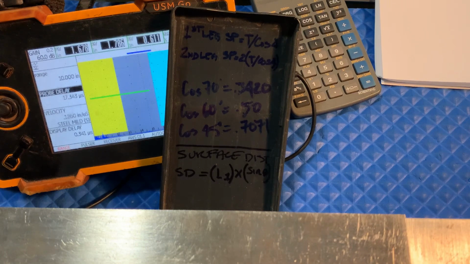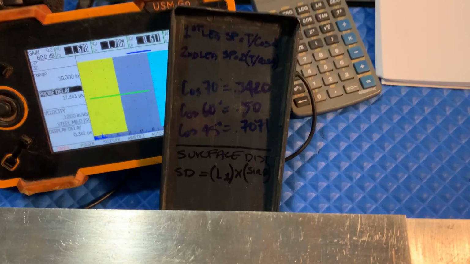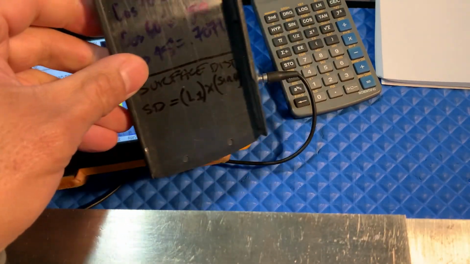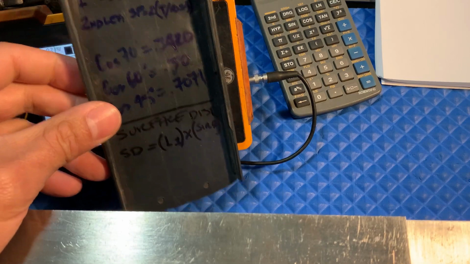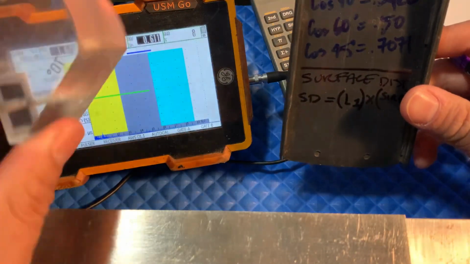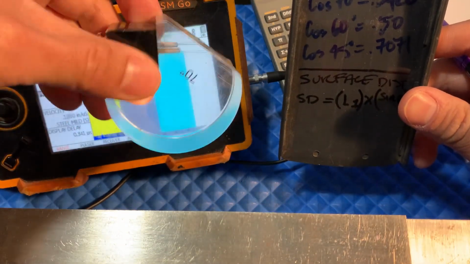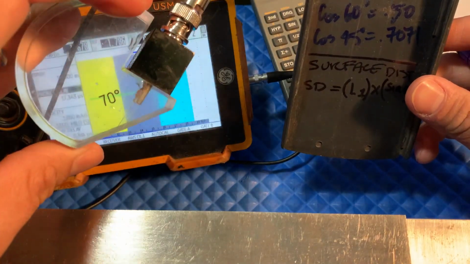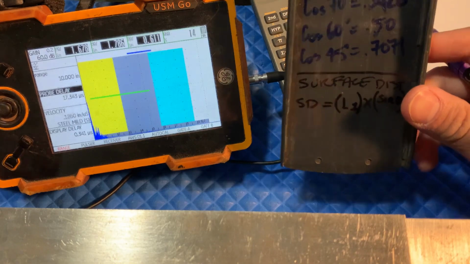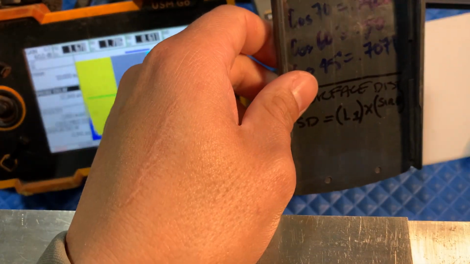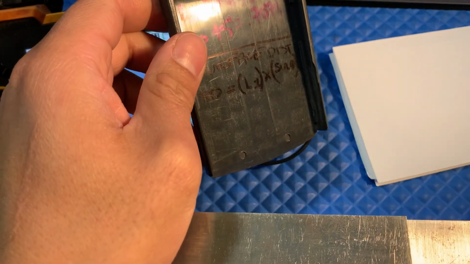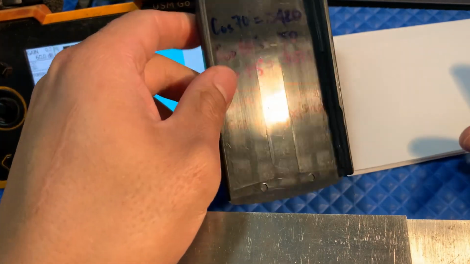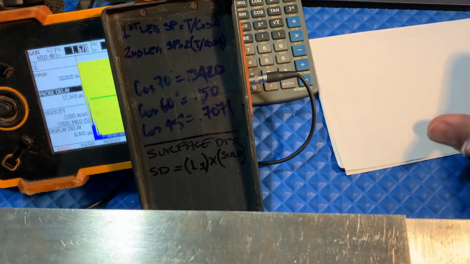Okay, so the formula we have is a two-part formula. It'd be a cosine of the angle, and in this case we're going to be using a 70-degree transducer wedge. So we use a 70-degree wedge, and we're going to need to know the sound path for that first leg. It's important to know the sound path for the first leg. So let's go write these formulas down first.